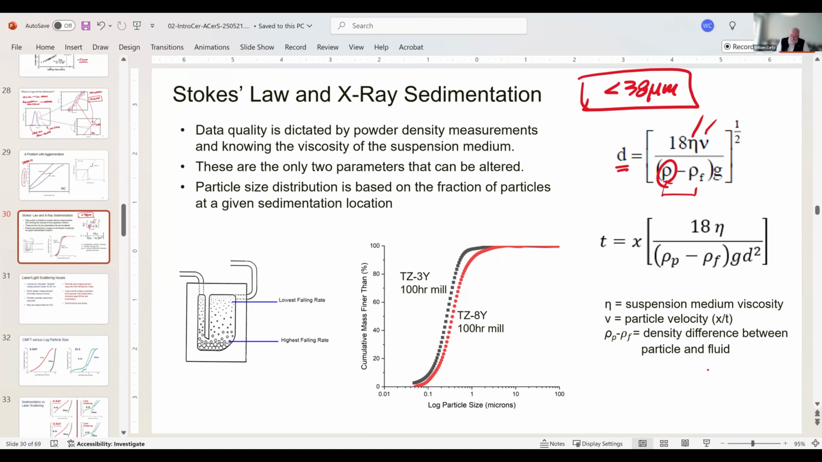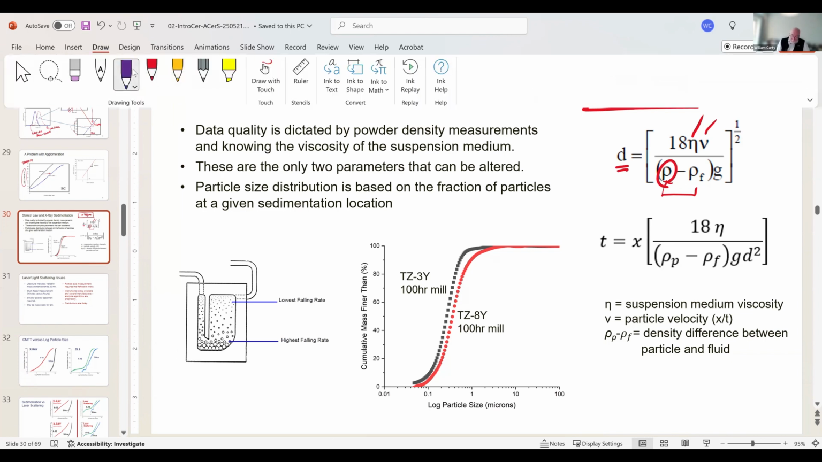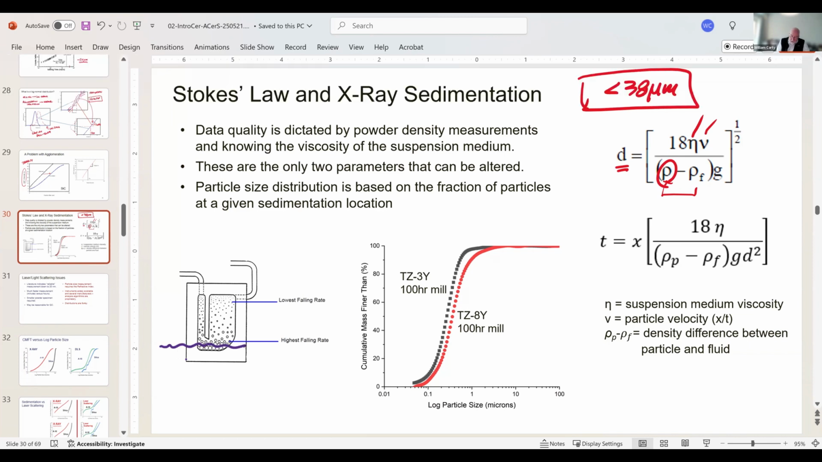What it does is send X-rays through this cell. Actually, the X-rays are stationary and the cell moves down. So it starts off measuring at the bottom, largest particles first, and then it measures toward the top, passing X-rays through the cell. If all the particles settle at the bottom, this end down here is the bottom and this is the top. There are no particles at the top, it goes to zero, and I get my curve.